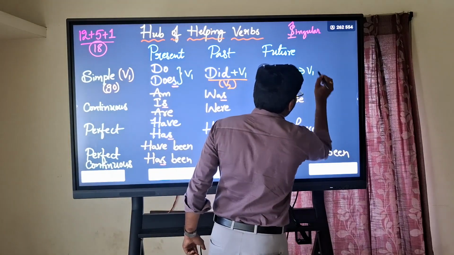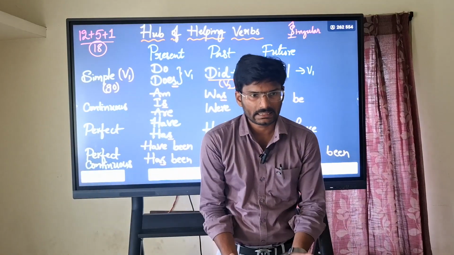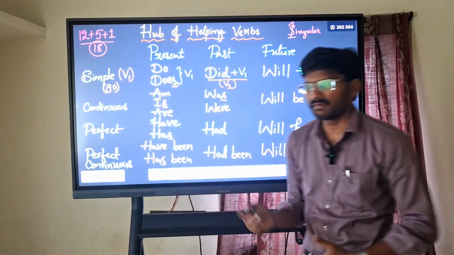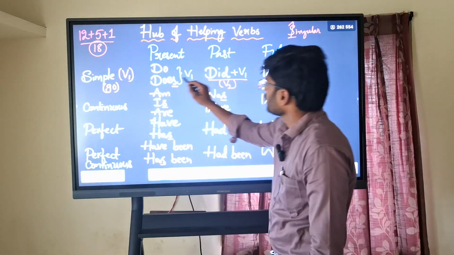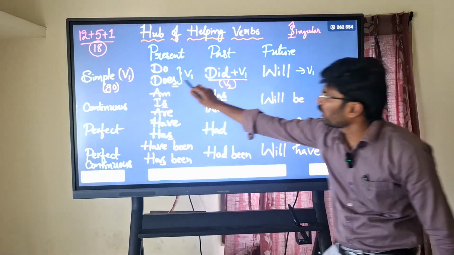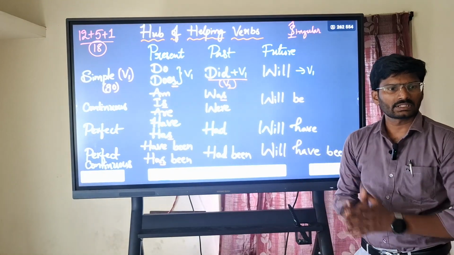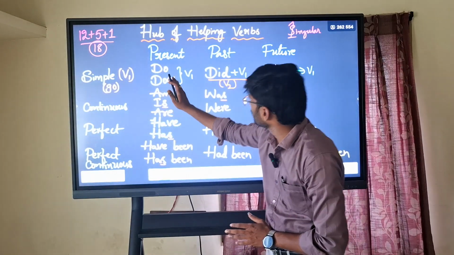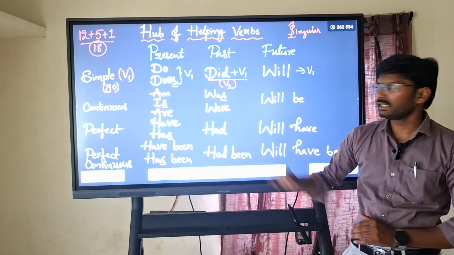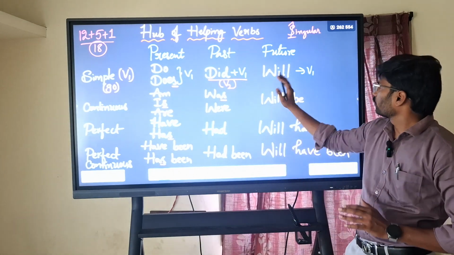We use V1 only. I will go, I will play, I will eat, I will write. Do we say like "I will written" or "I will wrote"? No. So if you see, I told you, all simple tenses have equalities and similarities. How? Do, does, that's the reason that in the past it is did, in the future it is will do. Okay, so this is what.